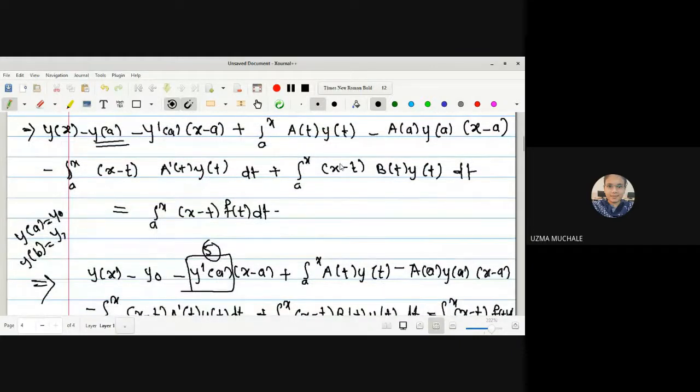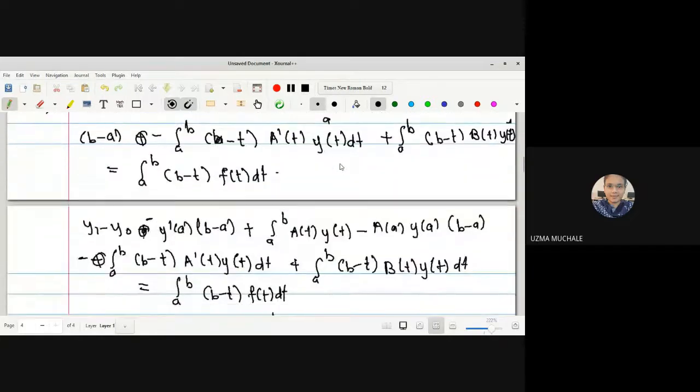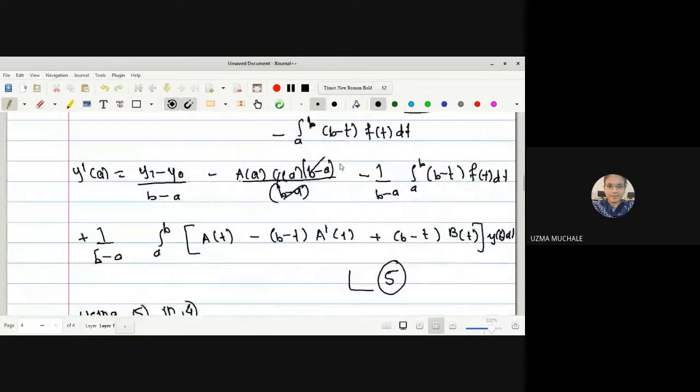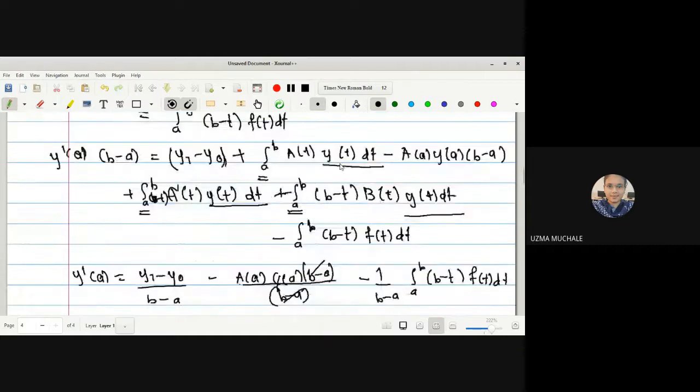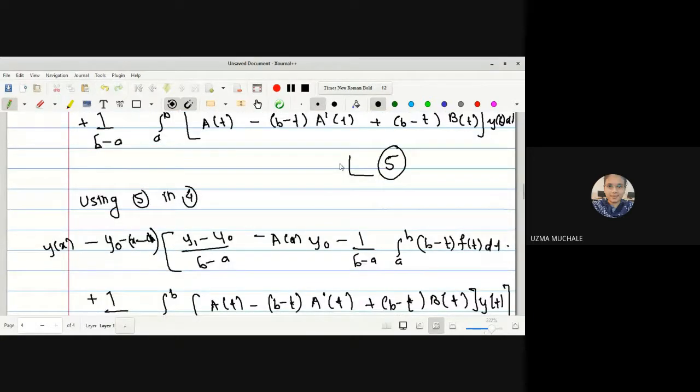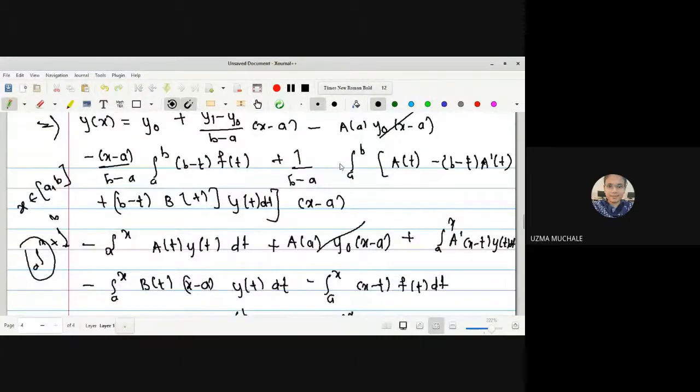Okay, this is your equation 4. And after equation 4, what do we have to do? We have to just substitute the value x equal to b, and then you can get the value of y dash of a. After getting the value of y dash of a, that is equation 5, we have to put it in equation 4. In equation 4, y dash of a is multiplied by (x minus a). After putting that big expression in equation 4, we have to simplify again. After simplifying, whatever terms have integration a to b, you have to keep in one integration, and another one with a to x.